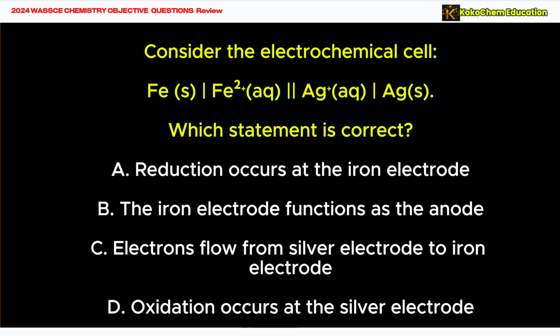Question 12. Consider the electrochemical cell Fe solid to Fe2 plus aqueous, Ag2 plus aqueous to Ag solid. Which statement is correct? A. Reduction occurs at the iron electrode. B. The iron electrode functions as an anode. C. Electrons flow from silver electrode to iron electrode.